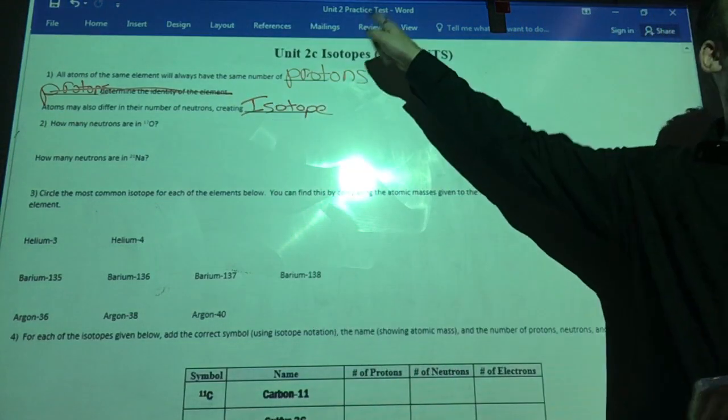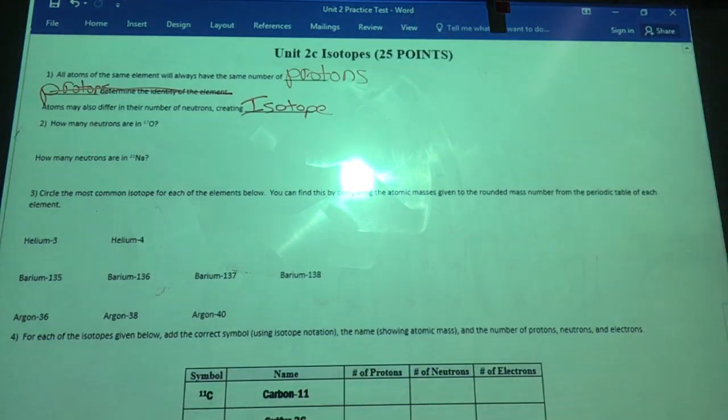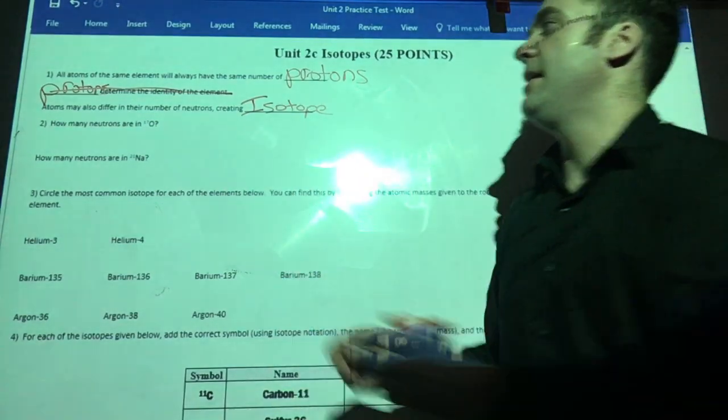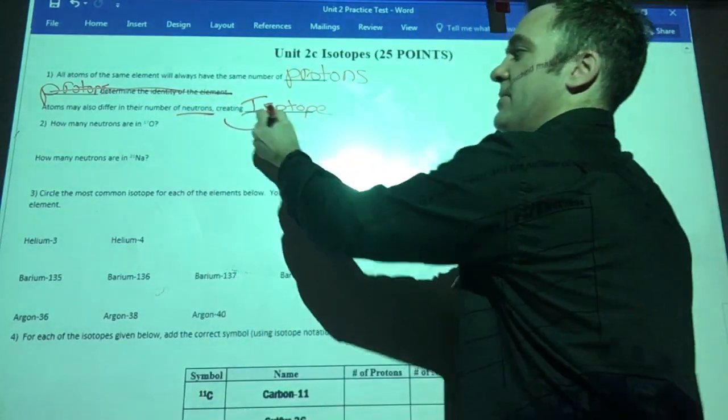If you forget that word, look at the top of the test, or look at the top of that section. It's going to be 4 pages other than the periodic tables. If you forget, if neutrons change, that's an isotope.